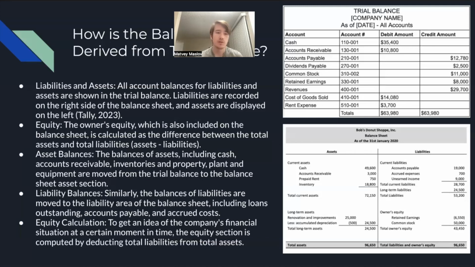And when it comes to asset balances, the balances of assets, including cash, accounts receivable, inventory, and property, plant and equipment, are moved from the trial balance to the balance sheet asset section. Similarly, the balances of liabilities are moved to the liability area of the balance sheet, including outstanding loans, accounts payable, and accrued costs as well. And lastly, for equity calculations, to get an idea of the company's financial situation at a certain moment in time, the equity section is computed by deducting total liabilities from total assets.